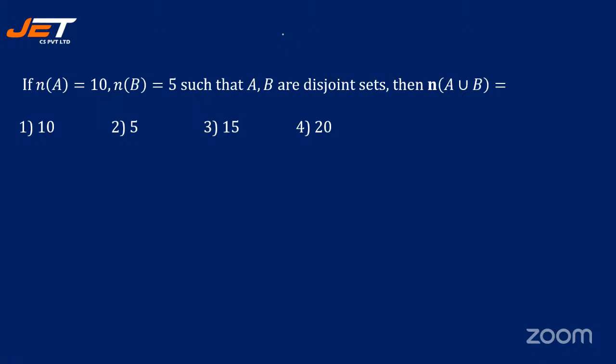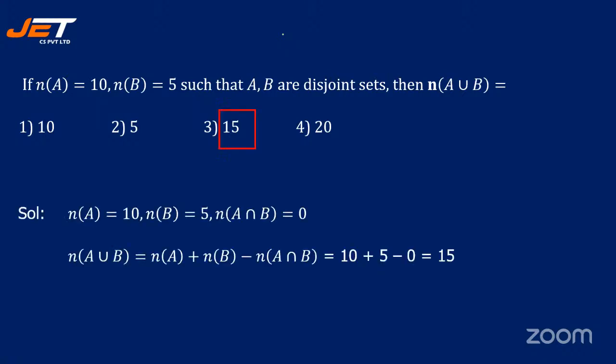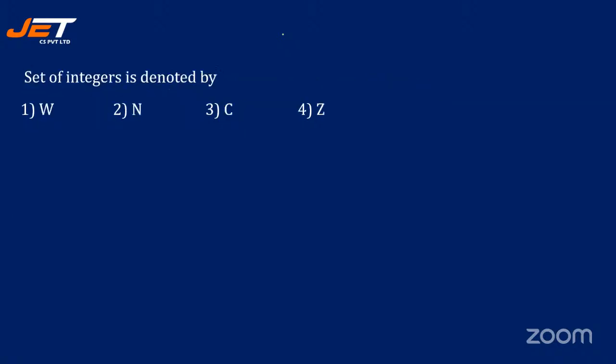Alternatively, you can also use the formula here. n of A union B is n of A plus n of B minus n of A intersection B. Since it is a disjoint set, n of A intersection B is nil, 0. So it is 10 plus 5. Your option 3 is the correct one. Hope you would have got the answer correct.